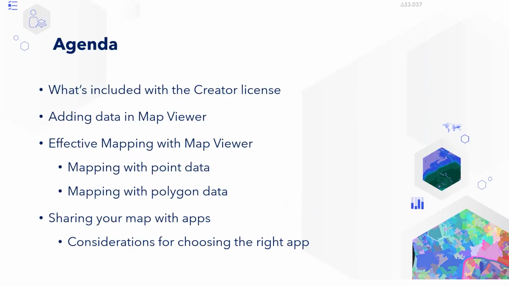So in this session today, we're going to show what's actually included with being a creator. And we're then going to follow a bit of a journey of what a typical creator might do. So beginning with firstly adding data into Map Viewer, the kind of options you've got there. And we'll then be walking through a number of demos for how to effectively map that data in Map Viewer. And we'll show a number of different data sets there, so both with point data and polygon data sets. And then we'll also quickly touch on how to share your map with different apps and the considerations for how to choose the right app that will suit your map.